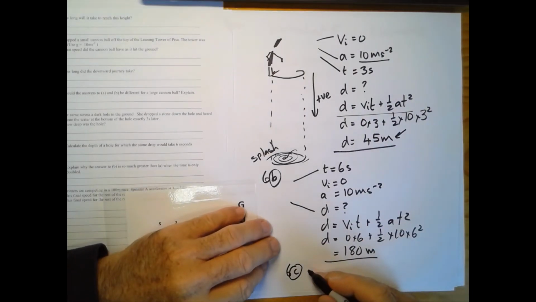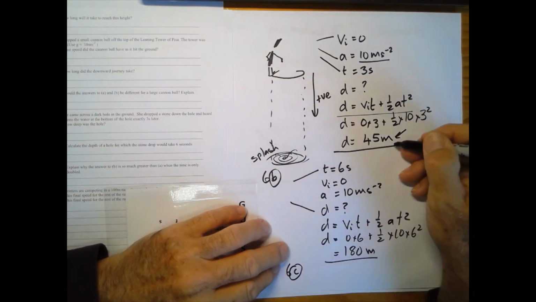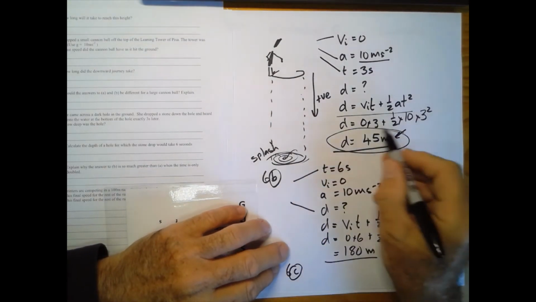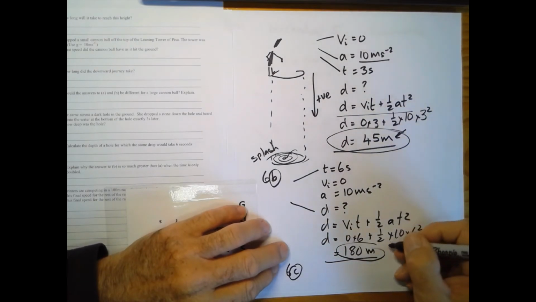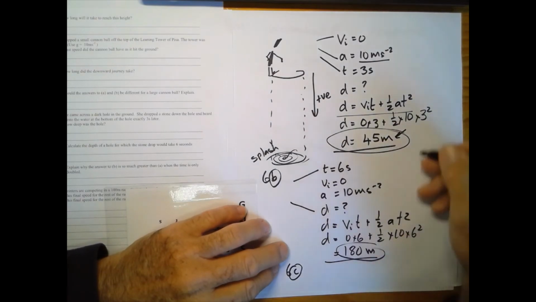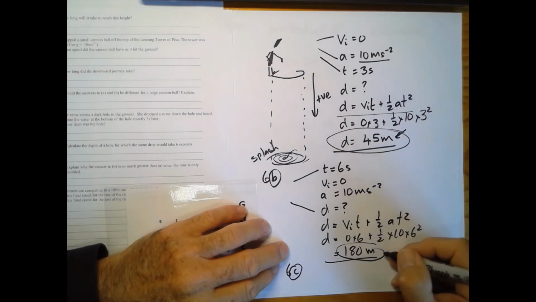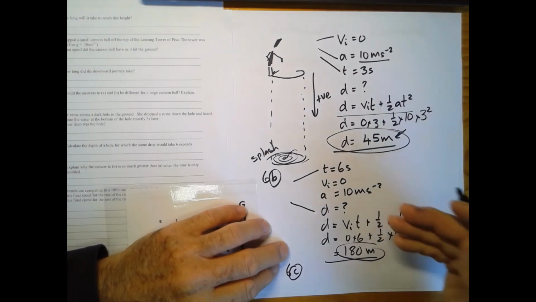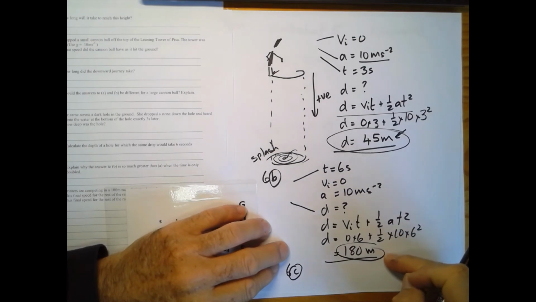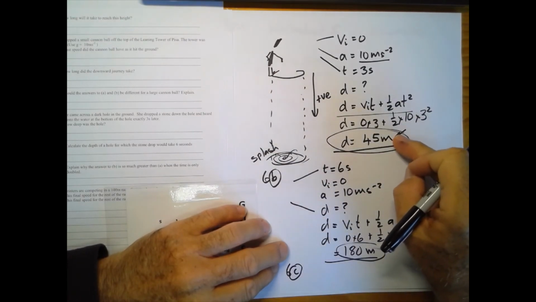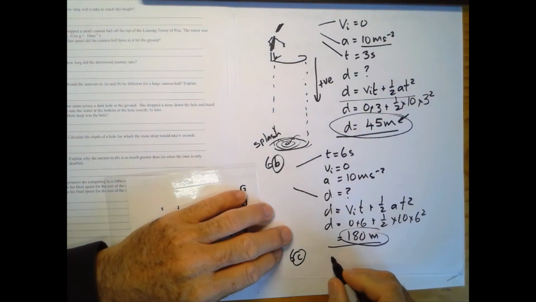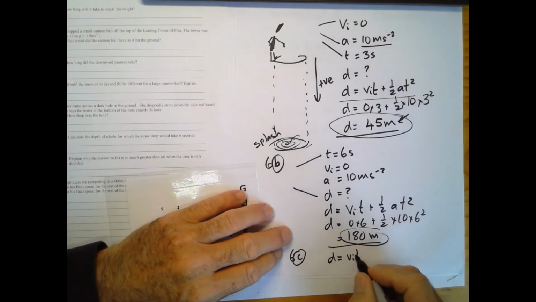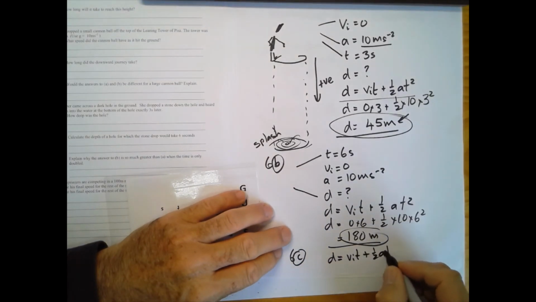6c. Note that after 3 seconds it's fallen 45 meters. After 6 seconds it's fallen 180 meters. It's fallen for double the time, but it's fallen 4 times the distance. We need to explain why this answer is so much greater than that when the time's only doubled. Well, let's have a look at our equation. D is equal to v t plus a half a t squared. Let's look at this equation.